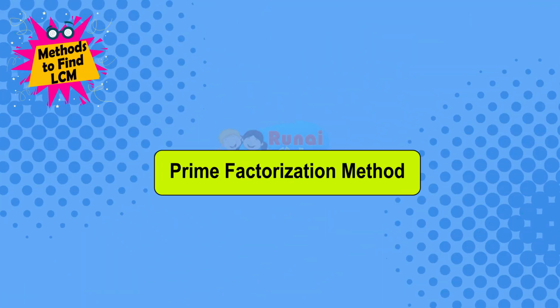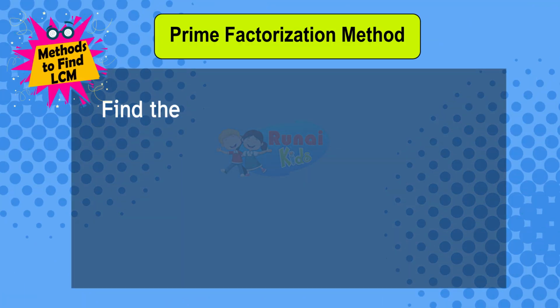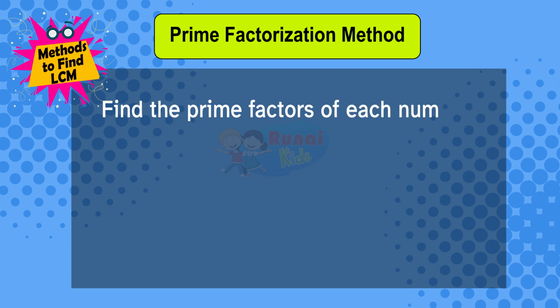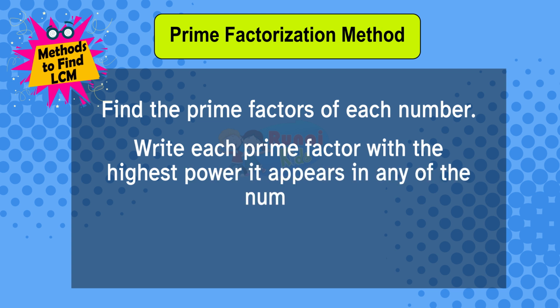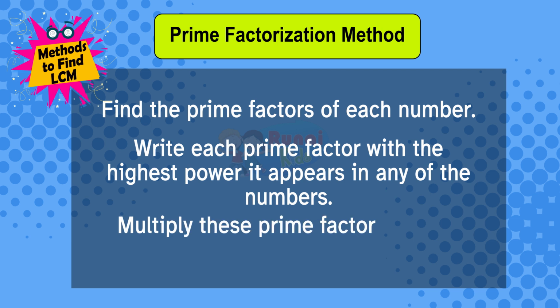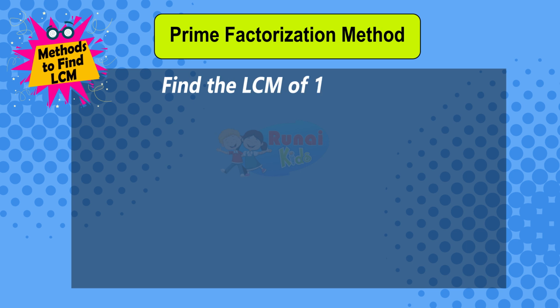Prime factorization method. Find the prime factors of each number. Write each prime factor with the highest power it appears in any of the numbers. Multiply these prime factors to get the LCM. Example: find the LCM of 12 and 18.